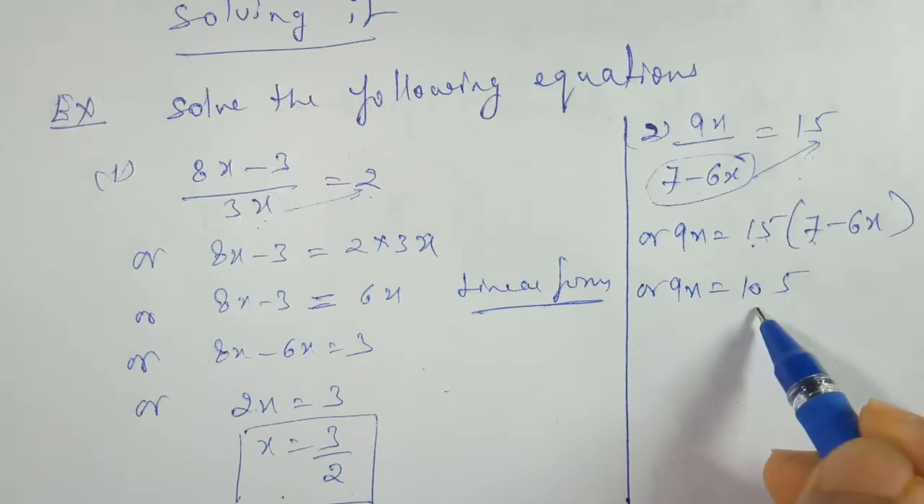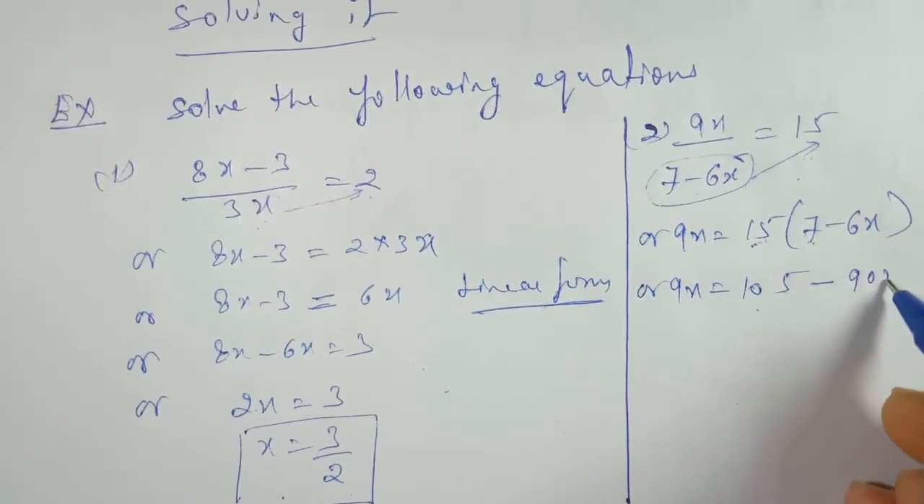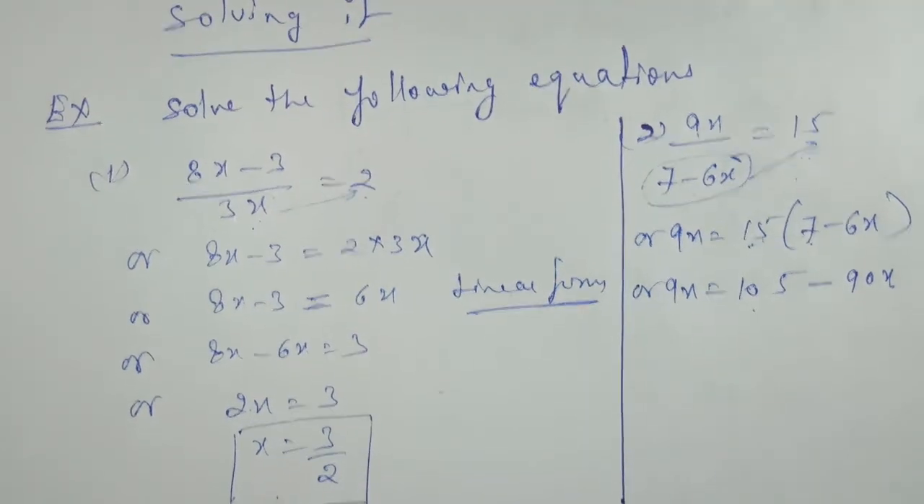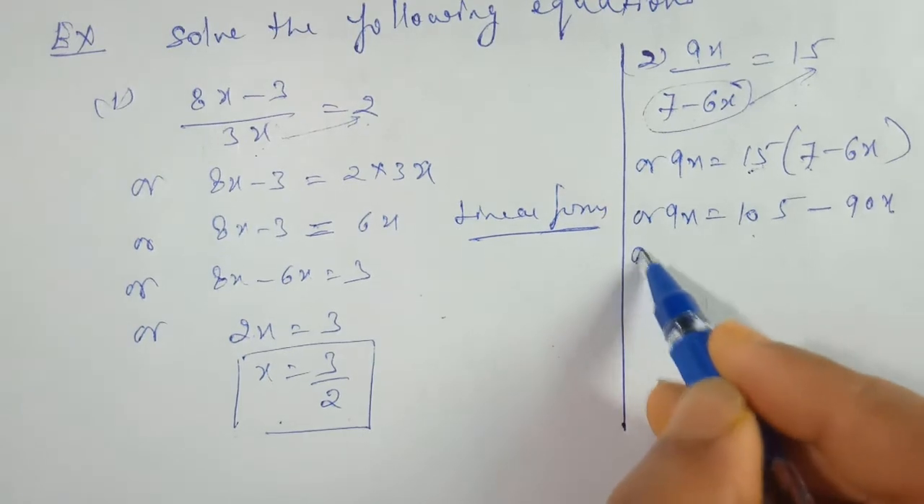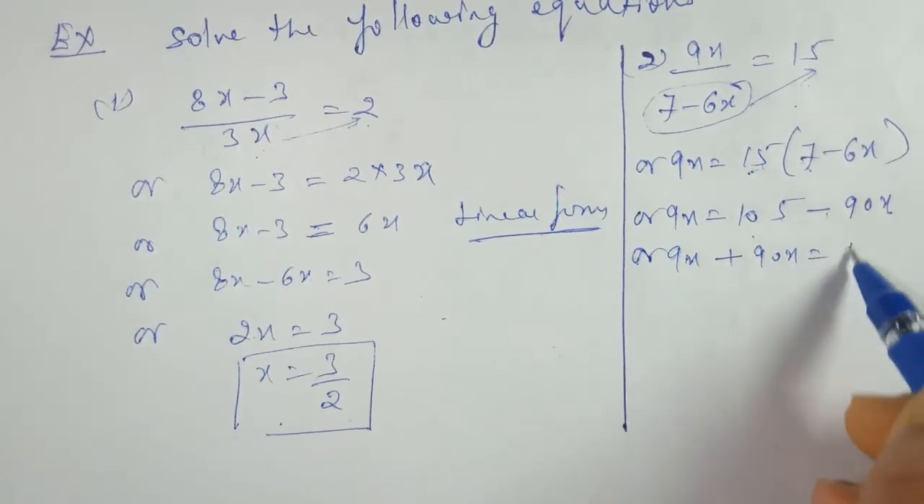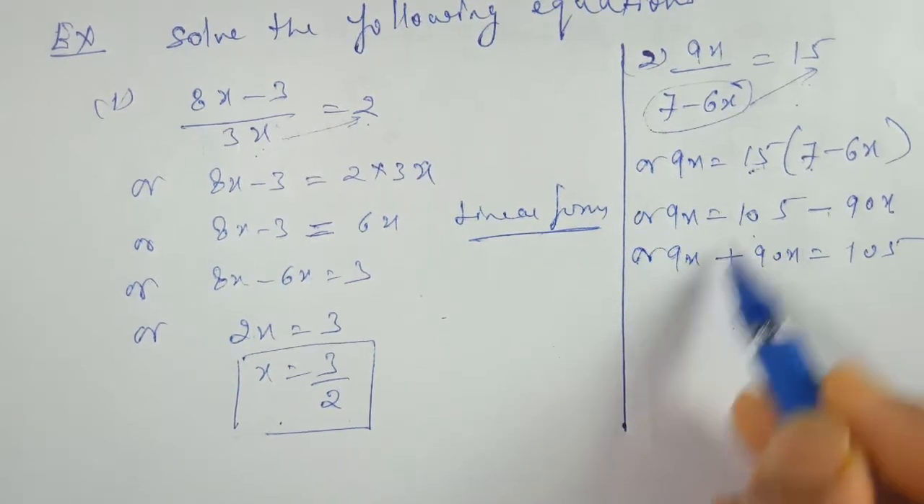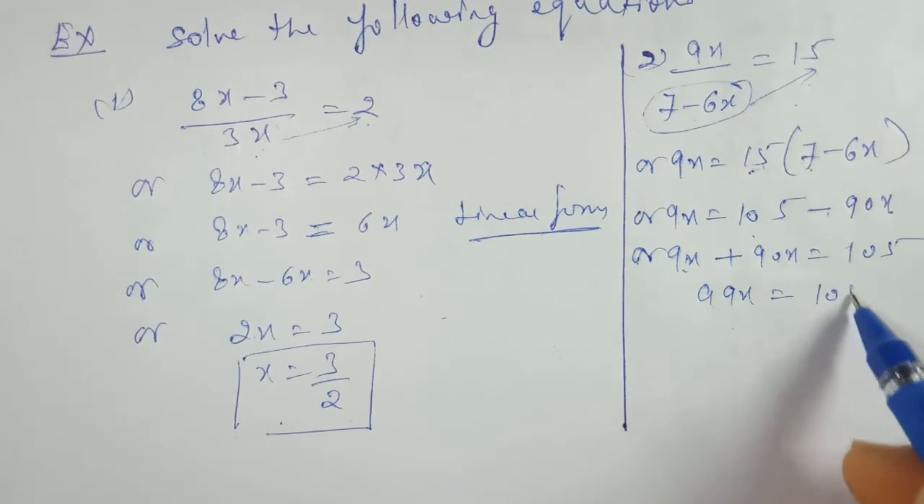15 into 7 gives 105, minus 15 times 6 gives 90x. Now, transposing to the other side and taking the variable term on one side, minus will change into plus 90x, and this is 105. Adding both of them, we get 99x equal to 105.